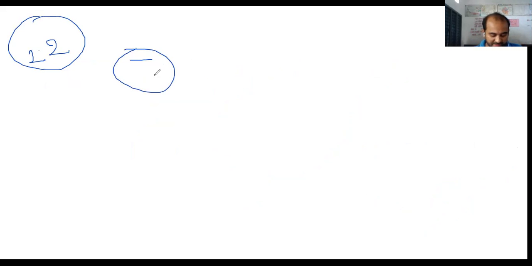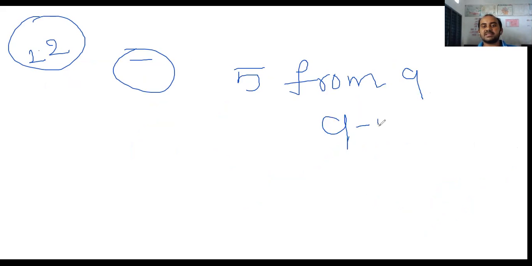Now subtractions. The second, 2.2, is subtractions. How to do the subtraction? You know that. For example, subtract 5 from 9. What to do, guys? Subtract 5 from 9. Then your answer is 9 minus 5 is equal to 4.